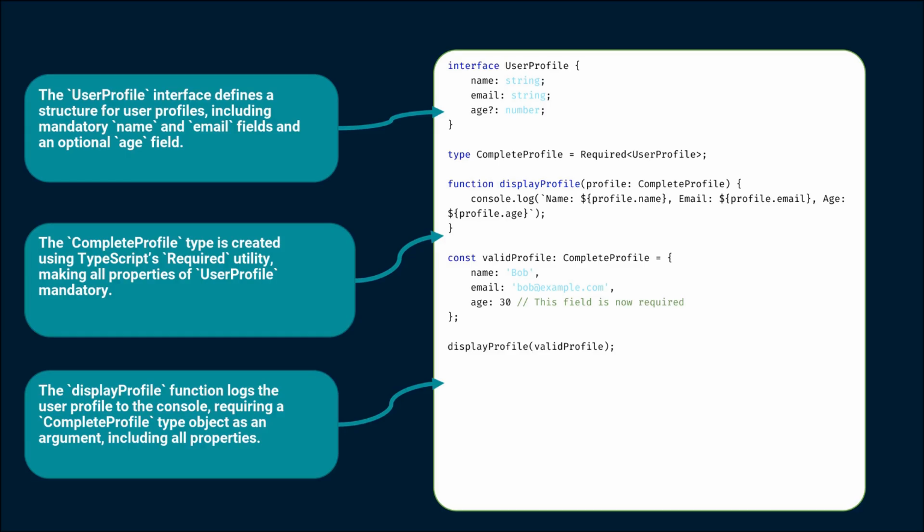Next, we will look at the displayProfile function, which takes a complete profile as an argument and outputs the user's details. This reinforces the importance of including every required property to ensure that all necessary information is provided when displaying the profile. For demonstration, we create a valid profile object that complies with this structure, ensuring that the name, email, and age fields are populated. This design enforces data integrity since any attempt to call displayProfile with a profile missing any of these properties would result in a compile time error, thus prompting developers to always provide complete data. In this way, Required<T> helps maintain strict type safety and enhances the reliability of the application.